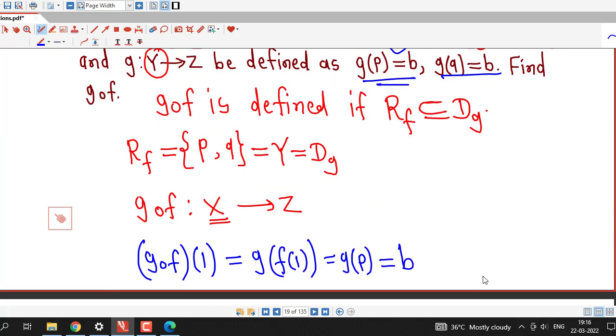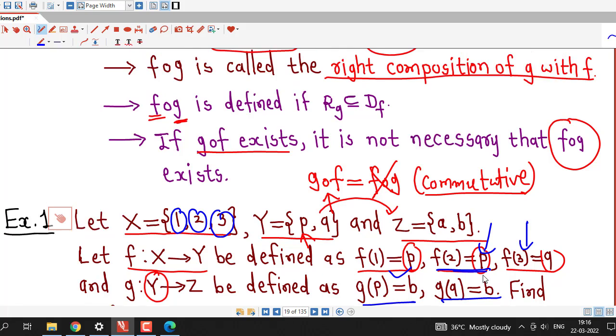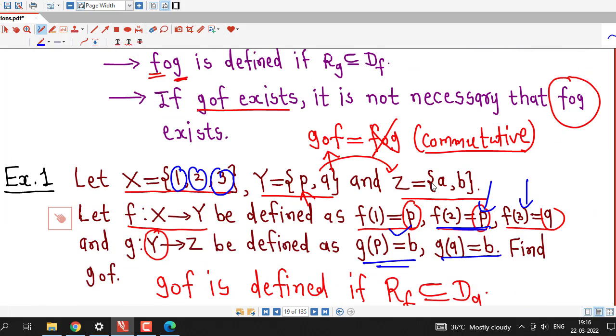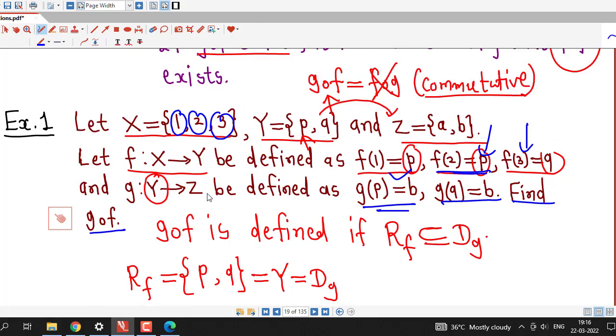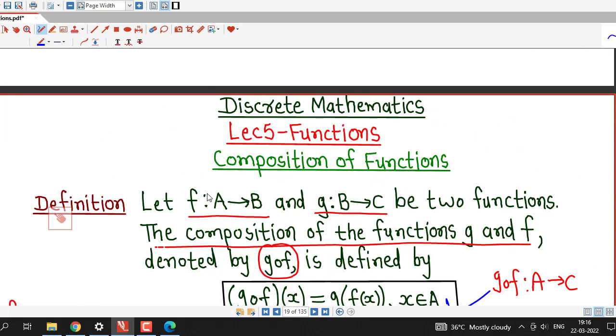In this way we can decide the composition of given functions using this simple definition. Here we have decided what is g composite f for these functions, and these are functions from a finite set to a finite set. So this is all about this session. In the next session we will continue with the composition of functions. We will discuss some more problems related to composition of functions. Thank you.